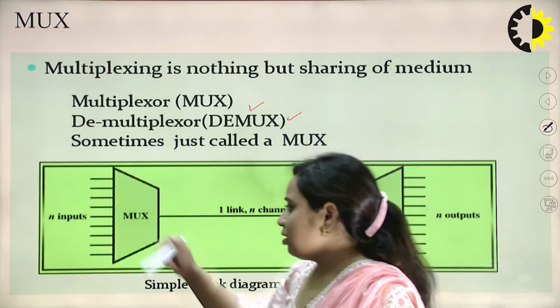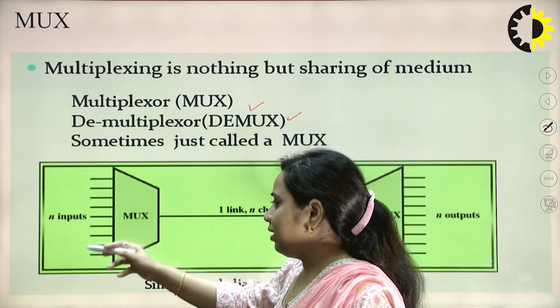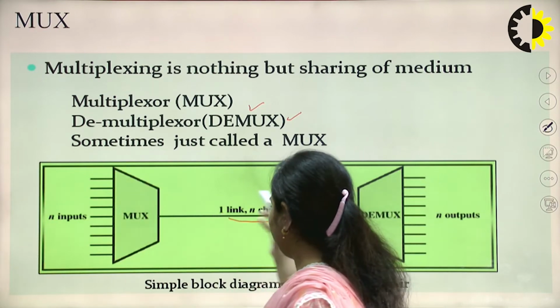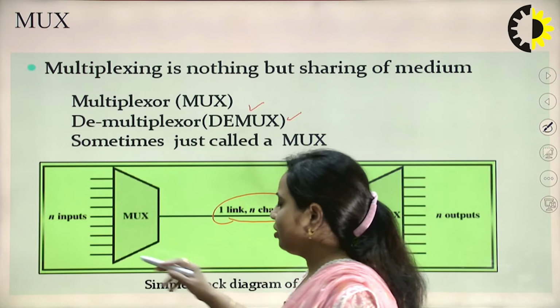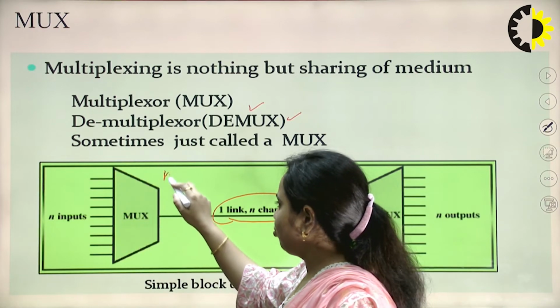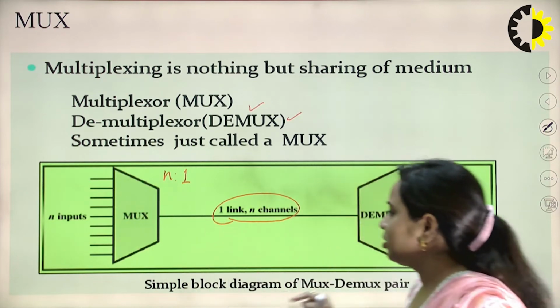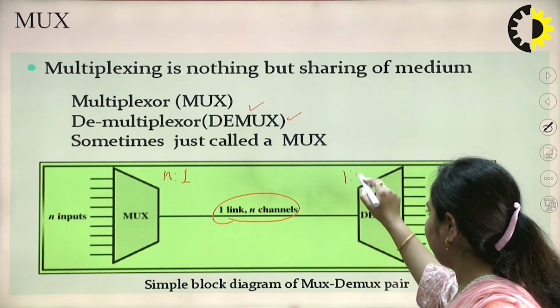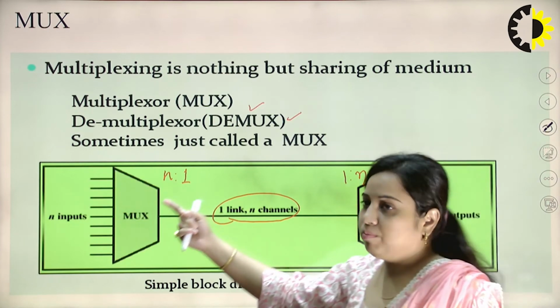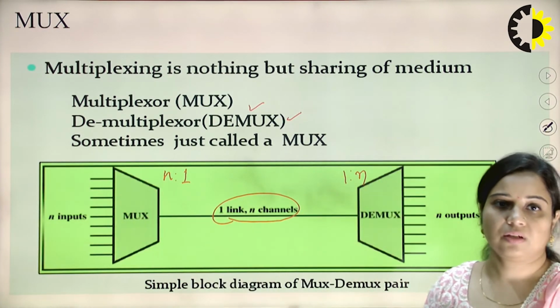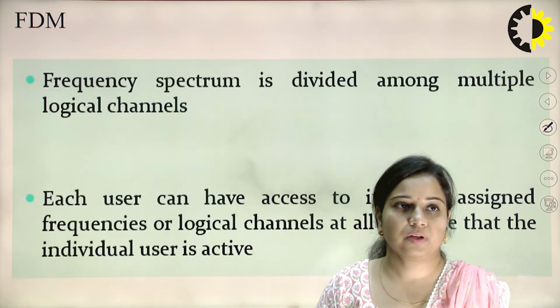So, n number of users can be accommodated over the single channel. You can see over here one link is there. So, this is n is to 1. Output of this mux will be there and this will be 1 is to n, which means n number of users and n number of receivers are there and there is one single channel. So, that is the case for mux.